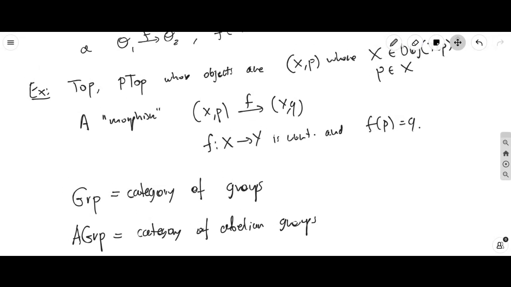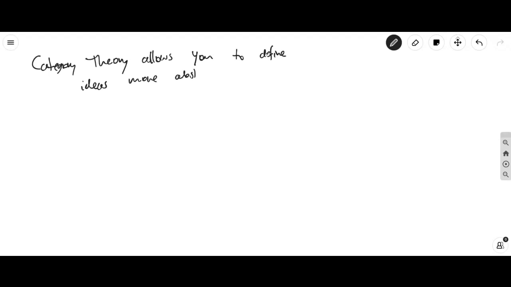Now, the nice thing about category theory is that it allows you to define ideas more abstractly. And I would like to give you an example that would be relevant later on. In fact, it's something called abelianization. Where G is some group, and we want to construct this thing called G-ab, which is what we call the abelianization of G.